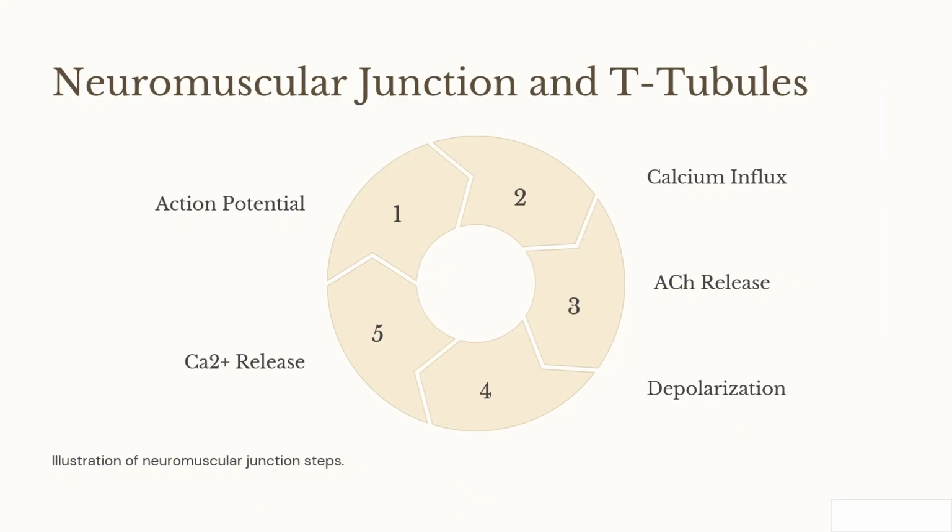So we have the action potential, and after that, just an overview of this. There is an action potential. After that we have calcium influx. Once calcium enters, there is acetylcholine release. Once acetylcholine is released, there is depolarization and more calcium is released, resulting in tropomyosin being moved away and the myosin getting attached with actin, and thereby the muscle contraction happens.